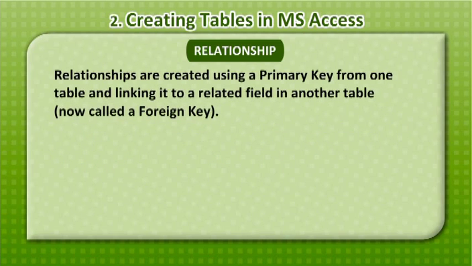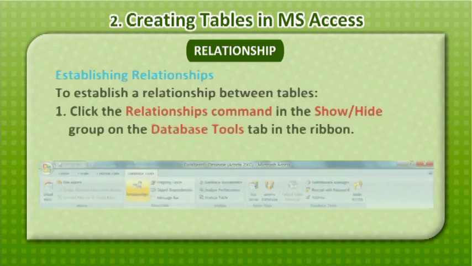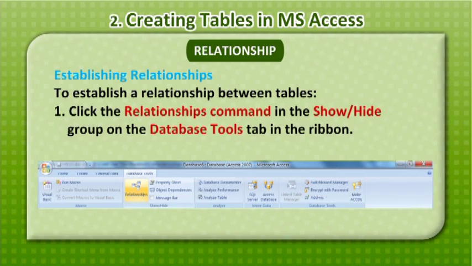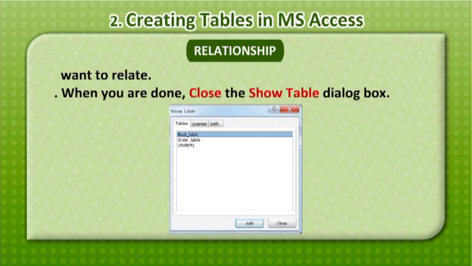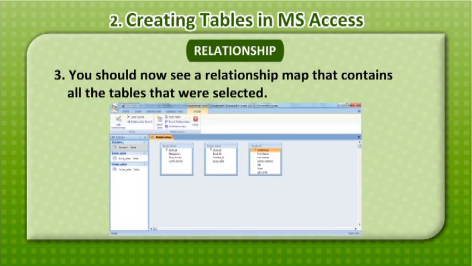Relationships are created using a primary key from one table and linking it to a related field in another table, now called a foreign key. Establishing relationships. To establish a relationship between tables, 1. Click the Relationships command in the Show or Hide group on the Database Tools tab in the ribbon. 2. When the Show Table dialog box appears, select each table name and click Add for the tables you want to relate. When you are done, close the Show Table dialog box. 3. You should now see a relationship map that contains all the tables that were selected.